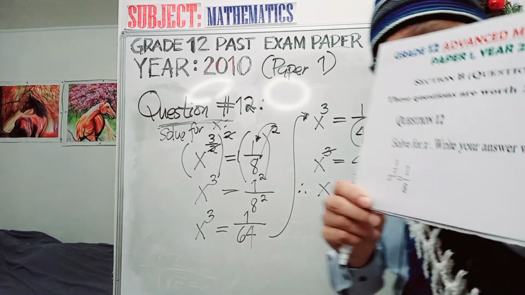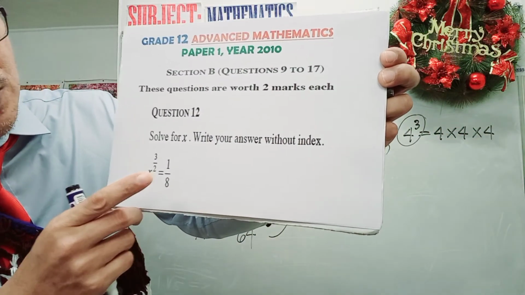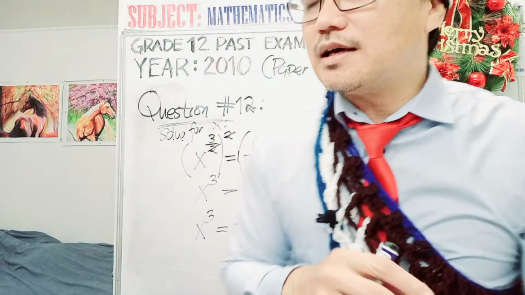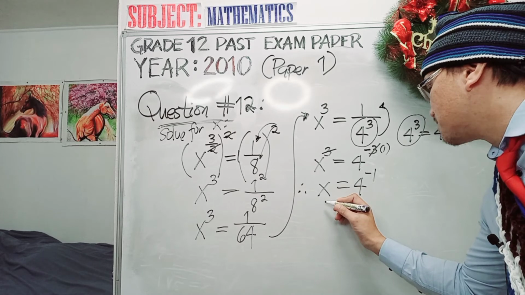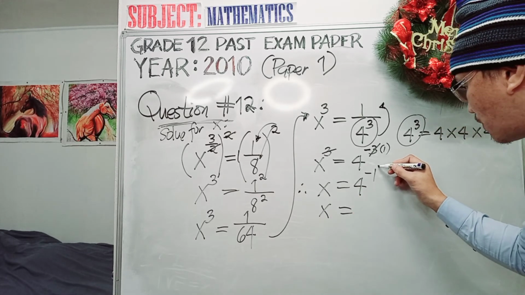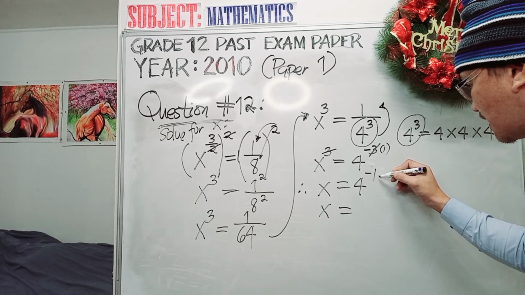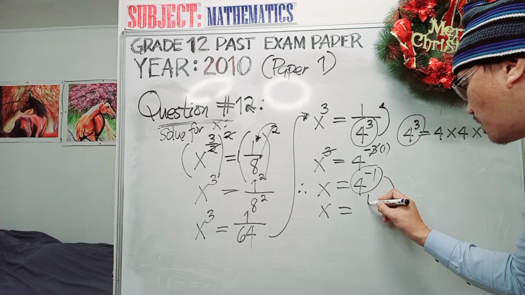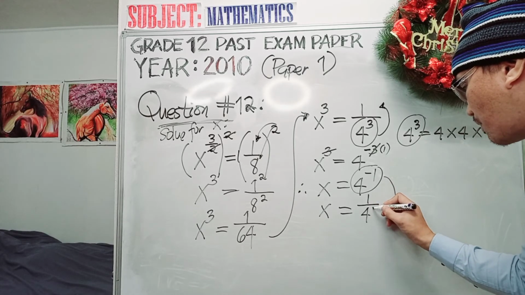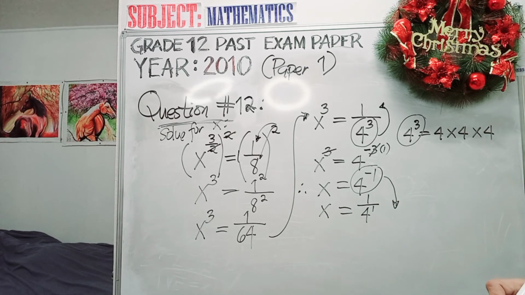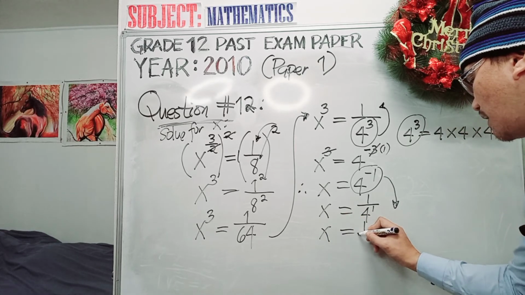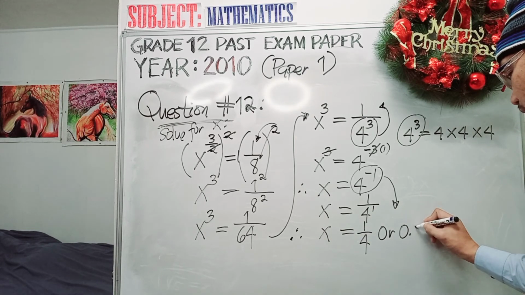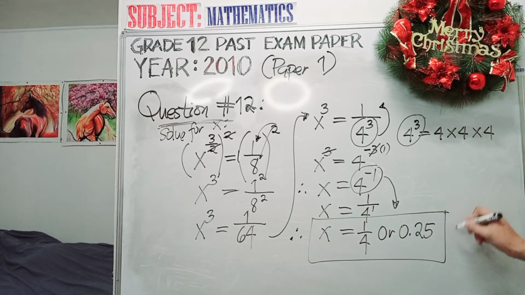Okay, now take note that in the question, it says that write your answer without index. So meaning, you give your answer not in index form. So in a normal number. So this one becomes x is equal to, if you are not required anymore to give your answer in index form, then you will have to bring this one to the denominator. So this one is 1 over 4 to the power of 1. Okay? Which is x is equal to 1 over 4. This is now the final answer. X is equal to 1 over 4 or 0.25. This is the final and correct answer.